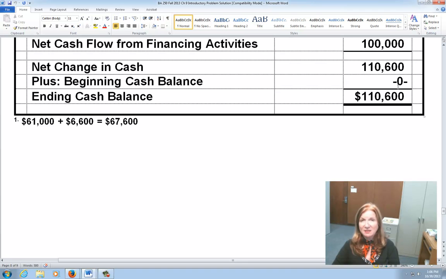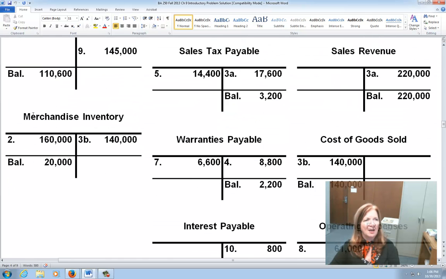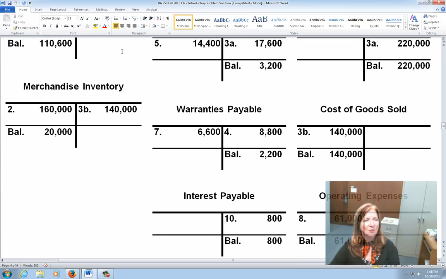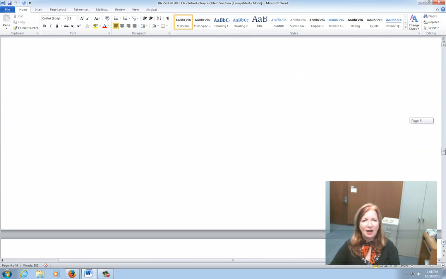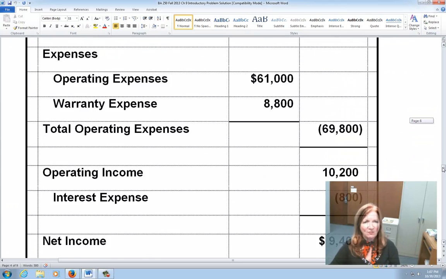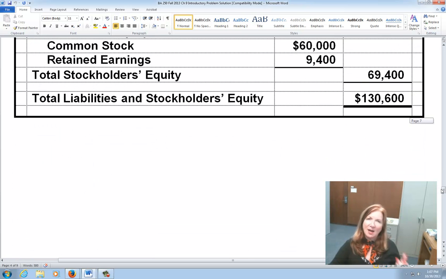Zero in the beginning balance because it was brand new, but my goodness, there is the cash balance, $110,600, and when we check that, $110,600 right there in the cash account, $110,600. So as we look at those financial statements, they're simple and straightforward, and much simpler than what you're used to working with by far, but they are a nice general presentation of what these liabilities look like.